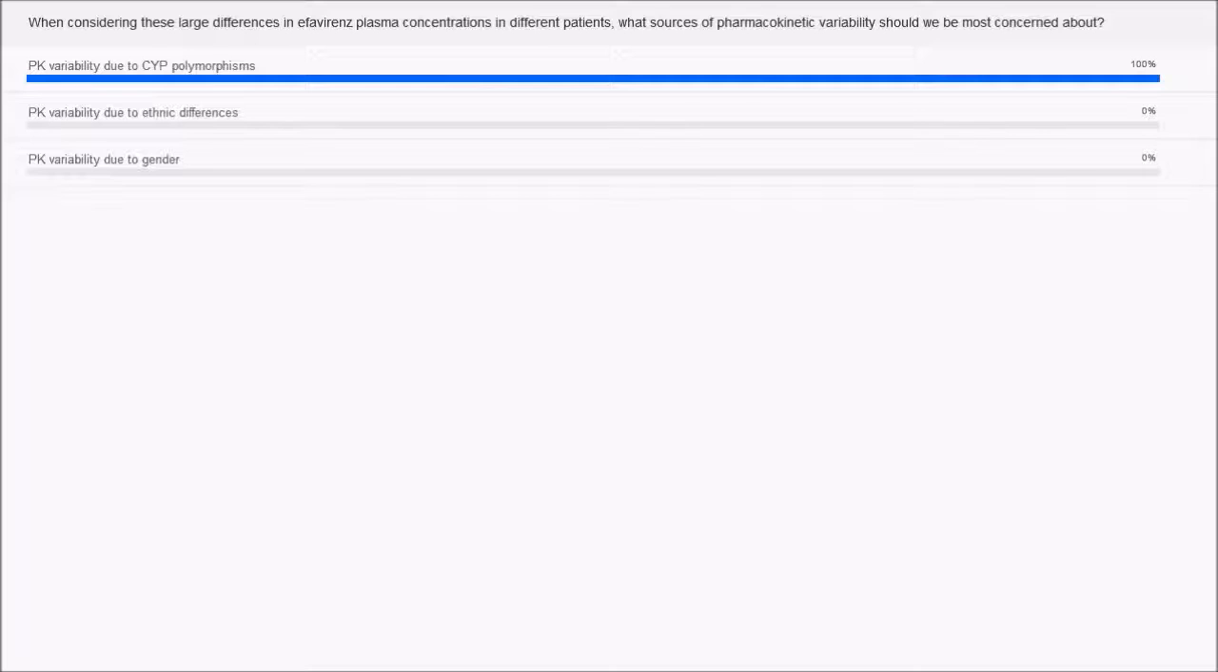Okay, so all of us are on the same page. We all believe that polymorphisms are likely to be the most important factor that influences the PK variability in Efavirenz.